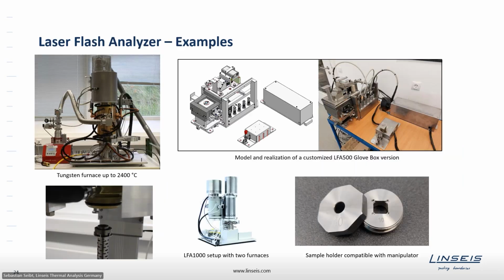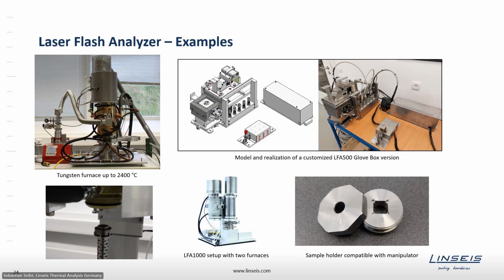On the next slide, you can see some examples of special laser flash configurations we already built, just to point out the flexibility and the many options one has to modify a system to the needs. On the left, you can see the tungsten furnace we built, which can measure up to 2400 degrees Celsius. The system is very naked, so that most of the electronics was removed to be placed on the outside of the cell, not close to the sample.